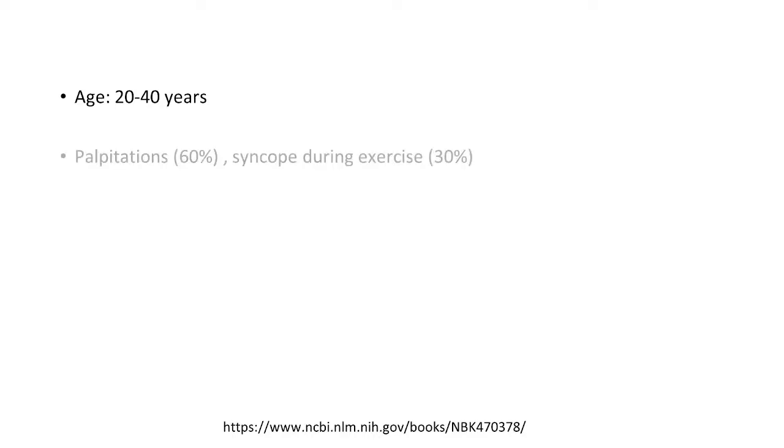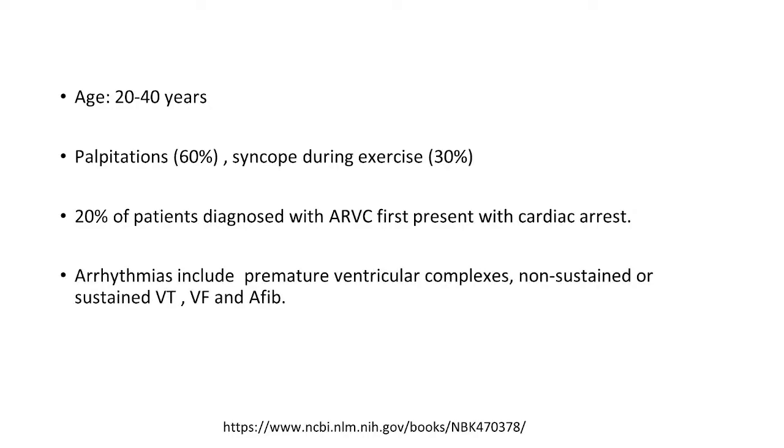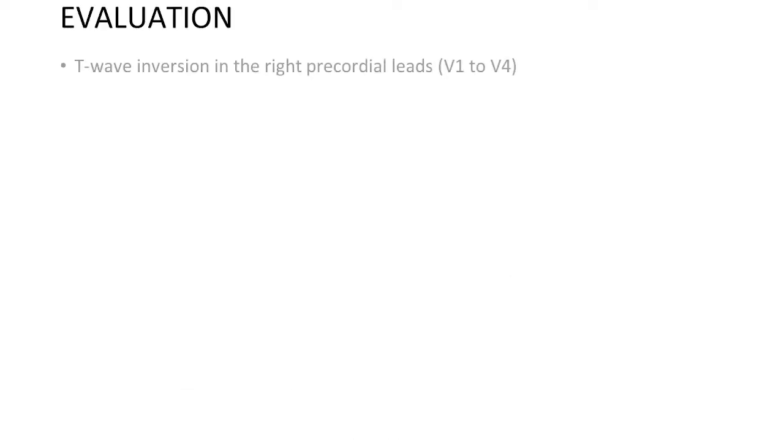Usual age group is 20 to 40 years. Most common presentation is palpitations. In 20% of cases the patient presents with first cardiac arrest, so usually they go undiagnosed. And the arrhythmias usually involve ventricular arrhythmias, non-sustained VT, VFib. Most of them will have stable ventricular tachycardia as their initial presentation.